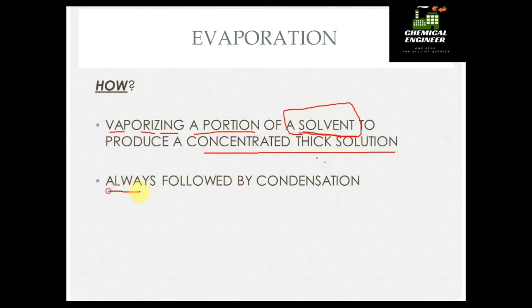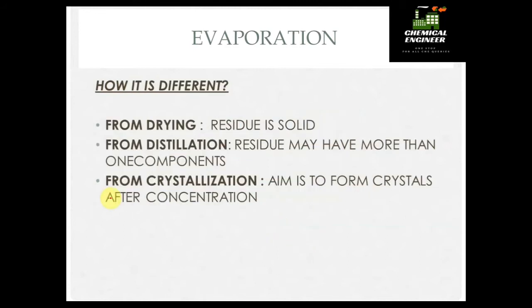Evaporation is always followed by condensation, because the vapor that is vaporized has to be condensed back and used. Now, how is it different? You may say that by drying we can also remove water, but in drying the residue is solid, whereas in evaporation the residue is liquid. This is the basic difference between drying and evaporation.